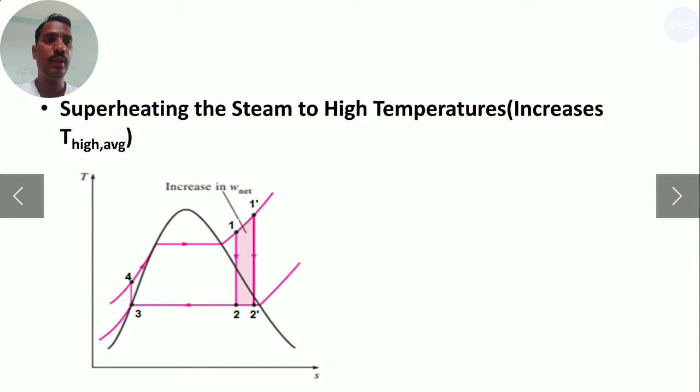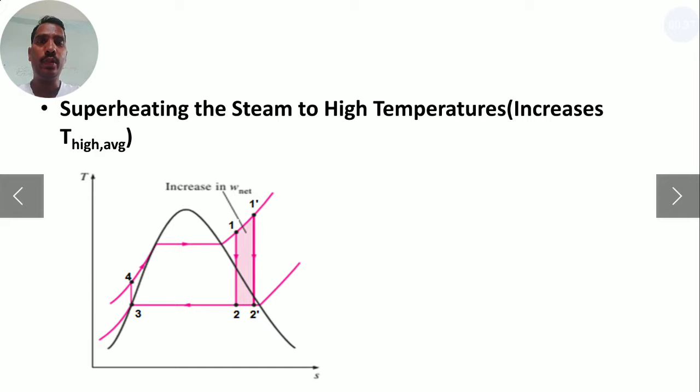Hello friends, welcome to our new lecture on the performance of a Rankine cycle. In the last lecture we saw what happens if you reduce the condenser pressure, and we observed that the performance of a Rankine cycle increases with lowering the condenser pressure. Now, similarly, let's see what happens if you increase the boiler pressure, or what happens if you superheat the steam.